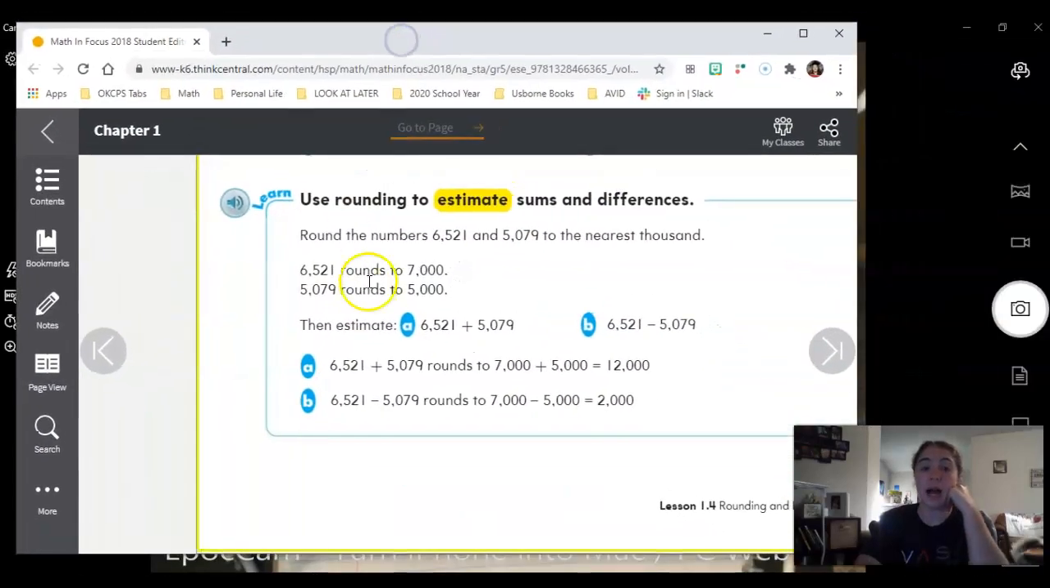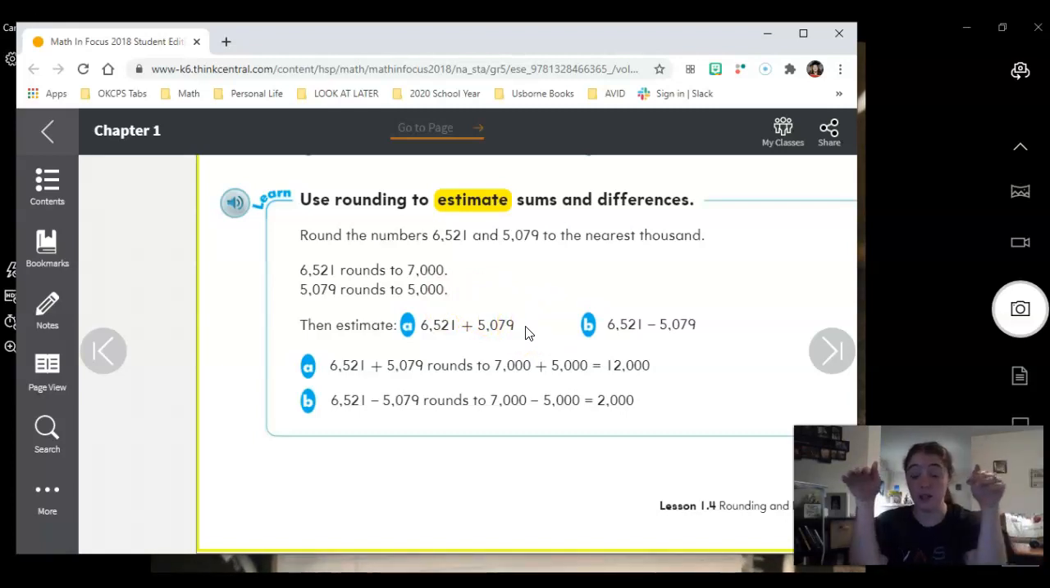So here it says use rounding to estimate sums and differences. So we know sum is to an addition problem and difference is to a subtraction problem. So if we're asked, round the numbers 6,521 and 5,079 to the nearest thousand, this is how they would round, because 5 would push the 6 up, because remember our rule, 5 or more, we give it a shove, so it rounds to 7,000, and then this 0 is going to keep the 5 the same, it's going to let it rest, so this number rounds to 5,000. So then it says estimate, so we have to round before we can estimate.